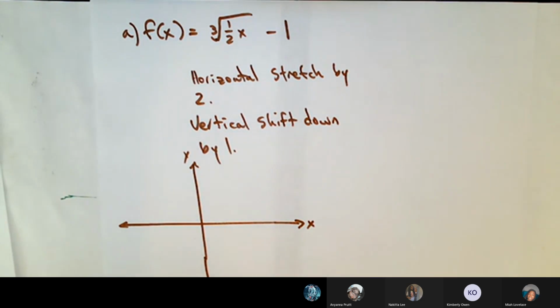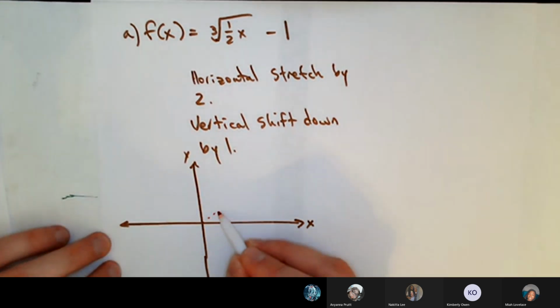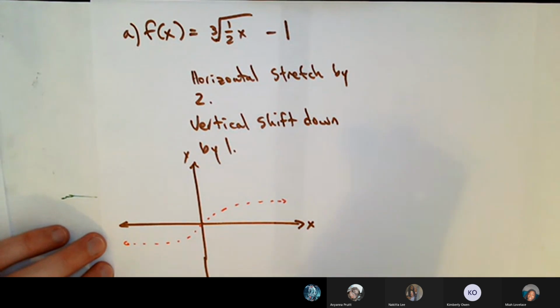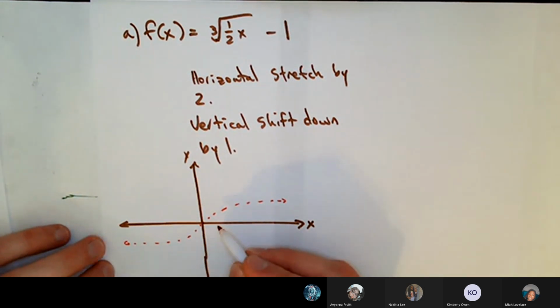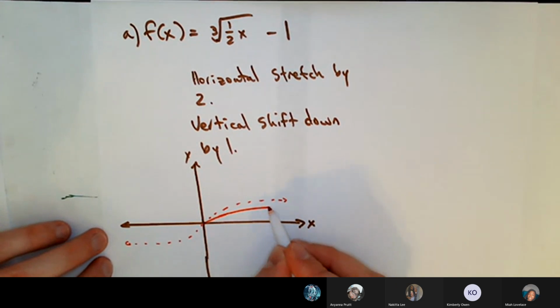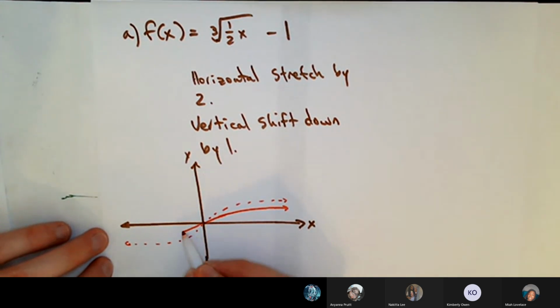Okay, so my base graph, there it is, cube root of x, cube root of x. And then I'm going to horizontally stretch it. So it's actually, that's more like a vertical compression. So a horizontal stretch is going to have it be like this.